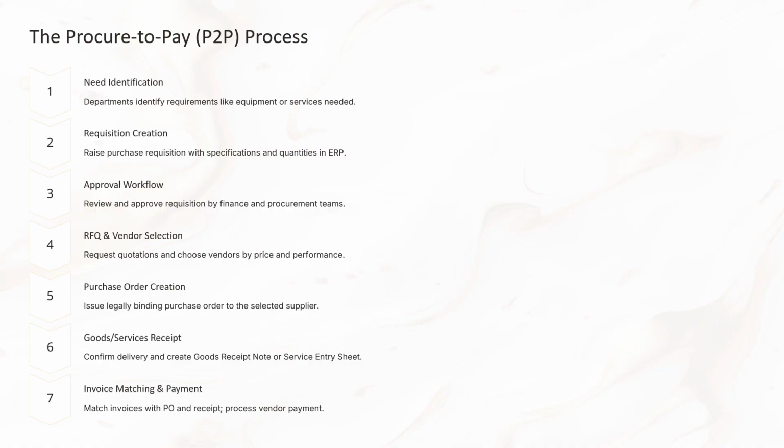Now invoice matching and payment. Match the invoice with the PO and receipt and process the vendor payment. So here we see that once the material has been received, we match the invoice with the PO and process the payment to the vendor. So in a P2P process, we see need identification, requisition creation, approval workflow, RFQs, purchase order creation, then after the purchase order, receiving of the goods and invoice matching. So that's the P2P process.